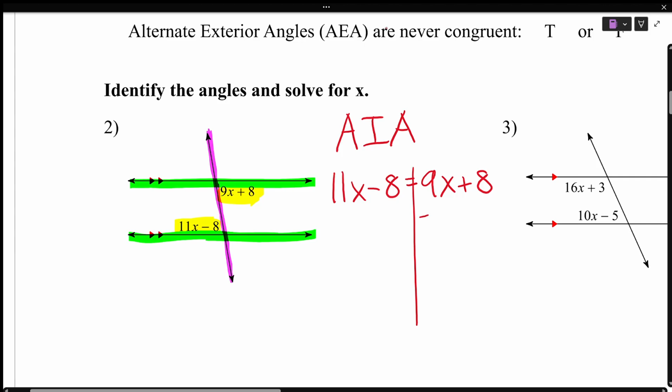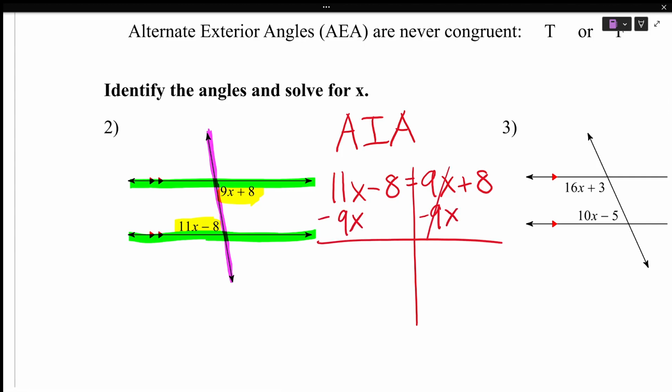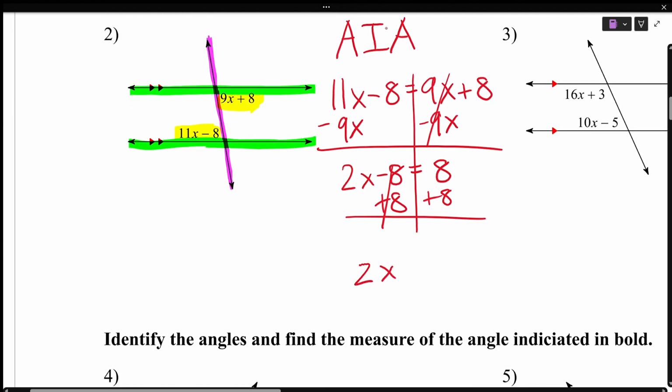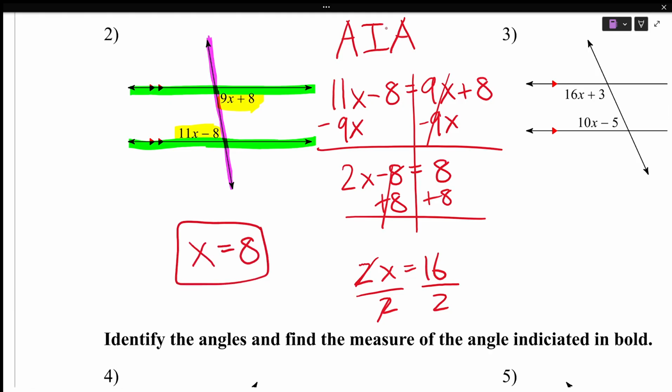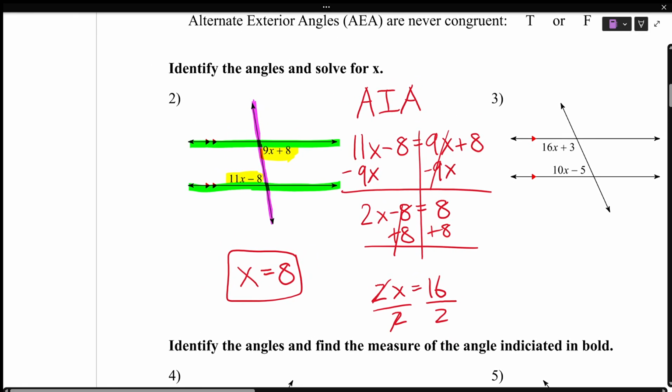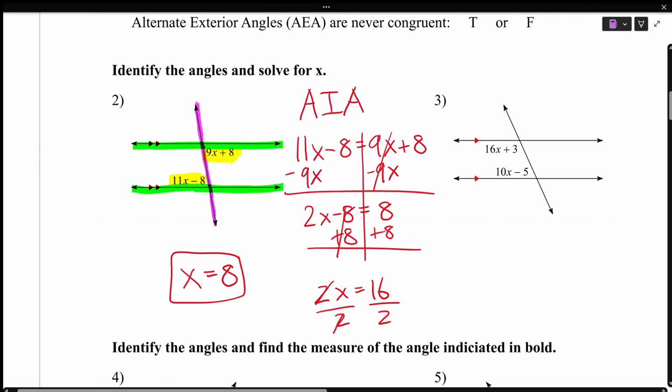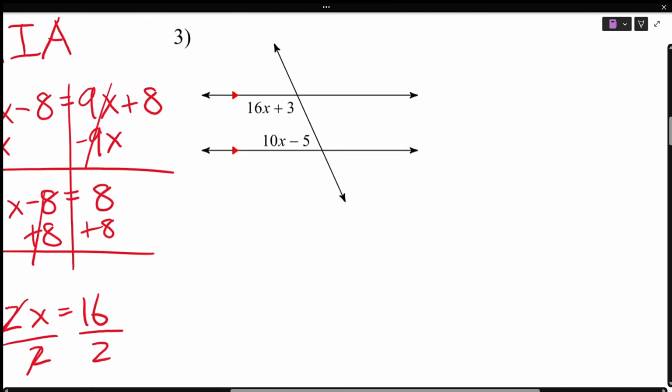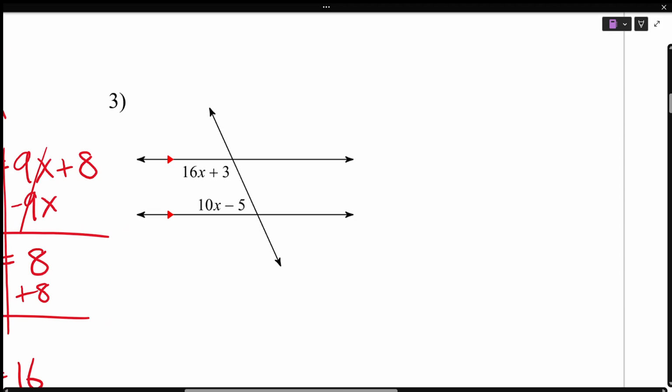Here, I'm not going to spend too much time explaining how to solve for x. We all know how to do this. At this point, we know how to do this. Plus 8, 2x equals 16, divide by 2, x equals 8. Okay, that's all I'm looking for here. I'll help you set up this equation, but I'm not going to solve it for you. So again, do the same steps.